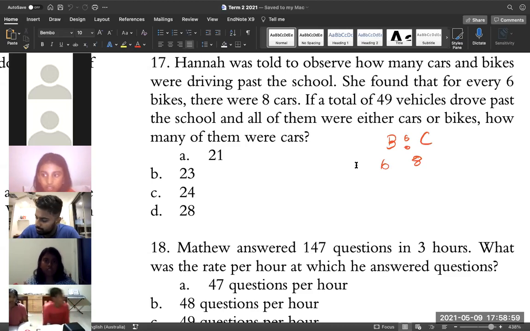3 quarters. 3 to 4. 3 to 4, perfect. 3 to 4, right? Now, what's the lowest number of vehicles you need to see for this ratio to make sense?